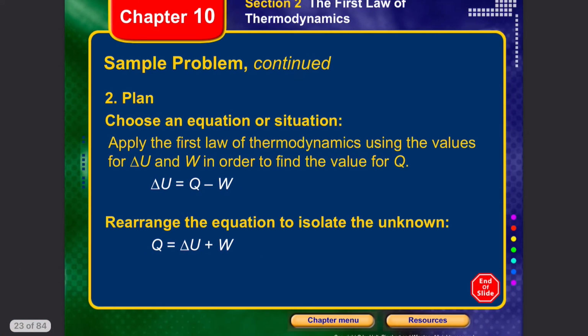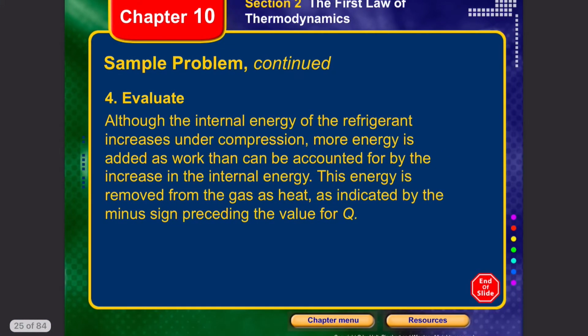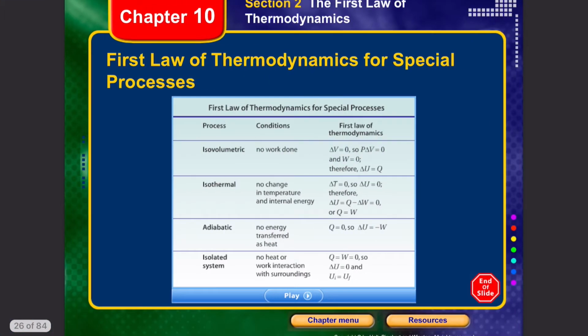So this is how you can solve the problem. The Q value is negative, which means that the energy is transferred as heat. So you're basically removing heat from the system.